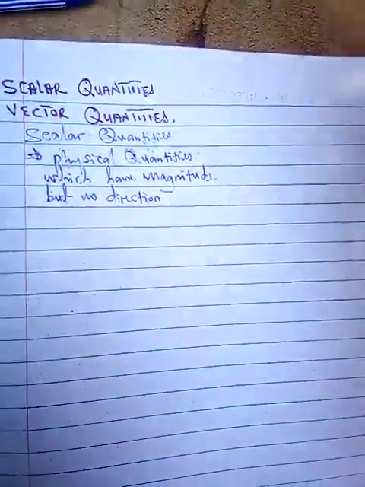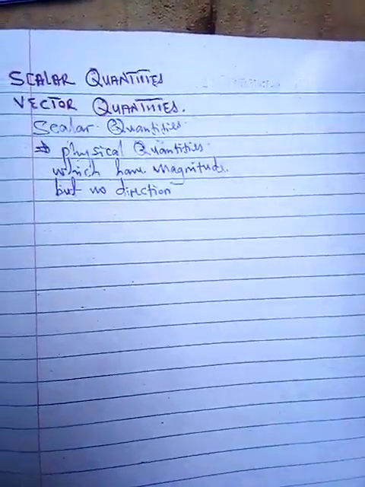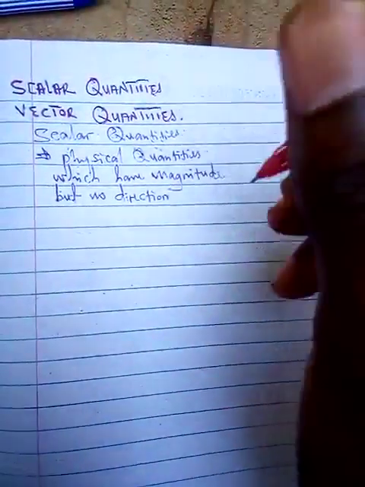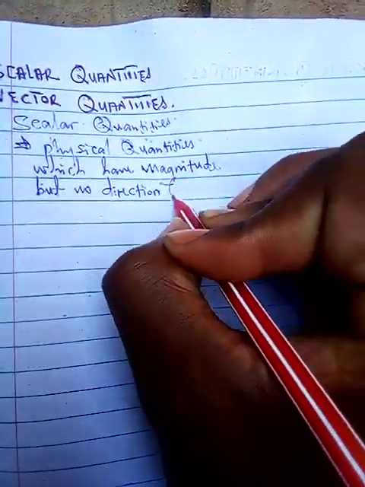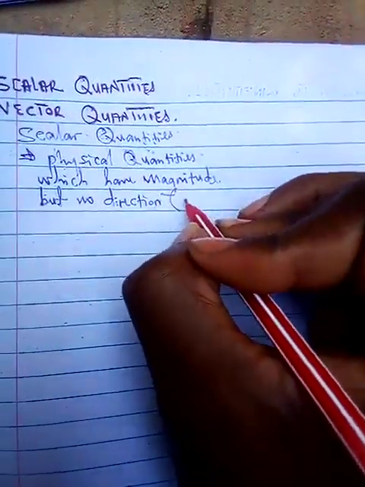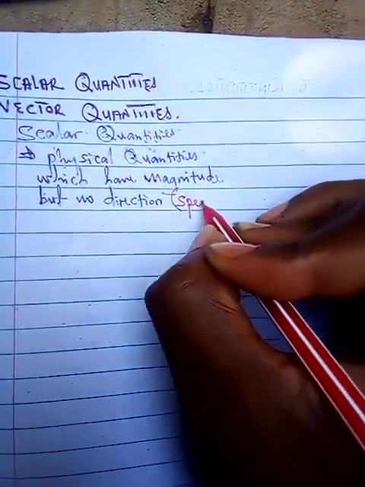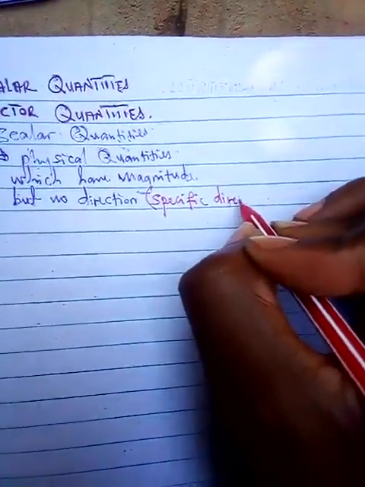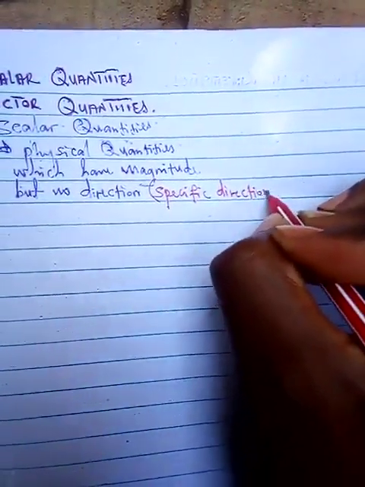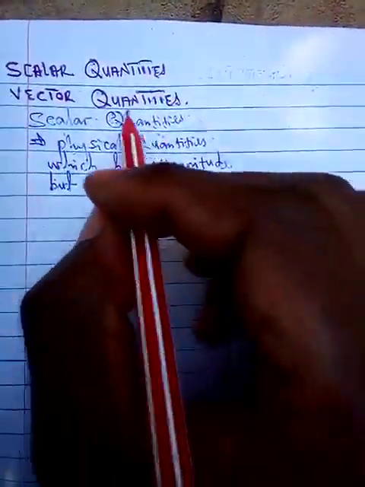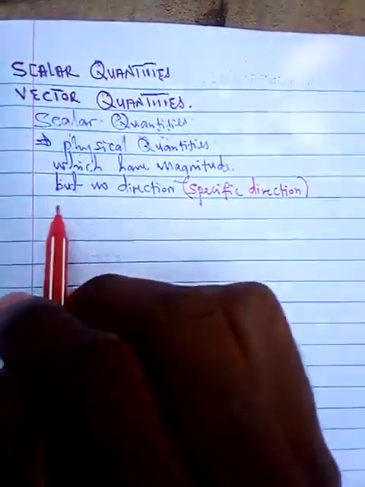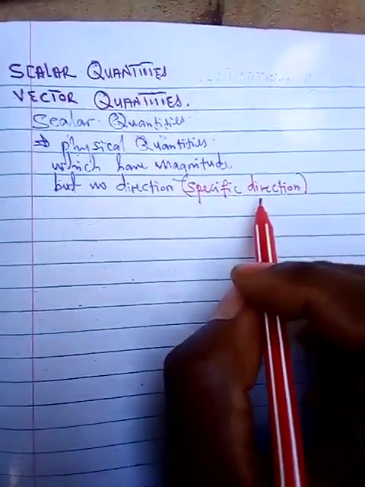But there are others which have direction but not just a specific one. So if you want, you can say that these are physical quantities which have magnitude but no direction, or better, say which have magnitude but no specific direction. Others do have direction but not just a specific one. So that's how we can define scalar quantities.